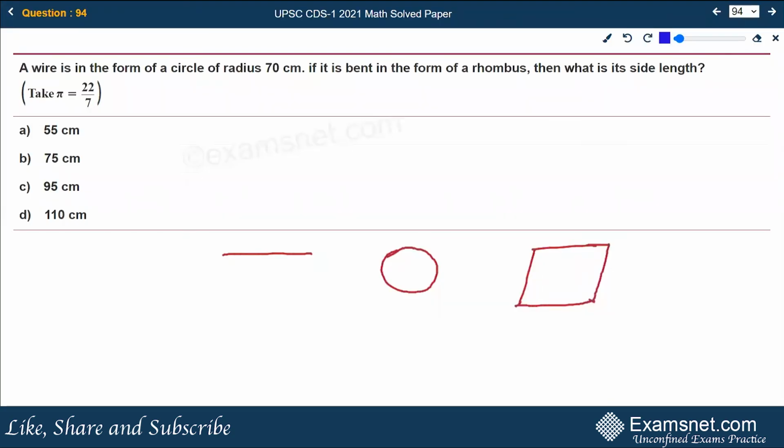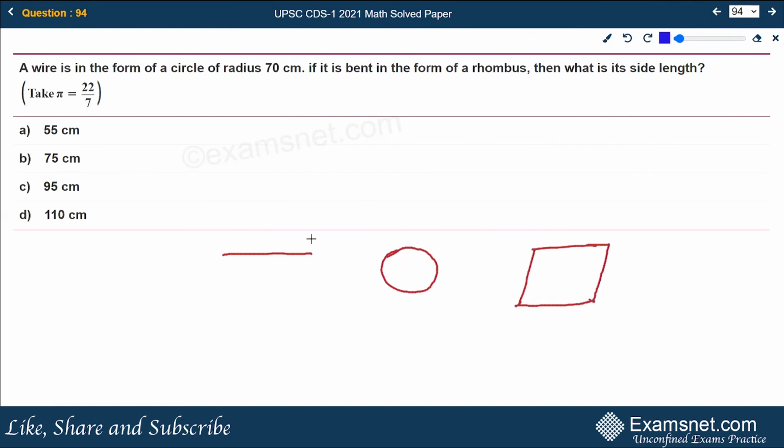In question number 94, we are given a wire in the form of a circle of radius 70 centimeter. If it is bent in the form of a rhombus, then what is its side length? Let's say this is the wire. When we make a circle from it, the circumference of the circle will be equal to the length of the wire.